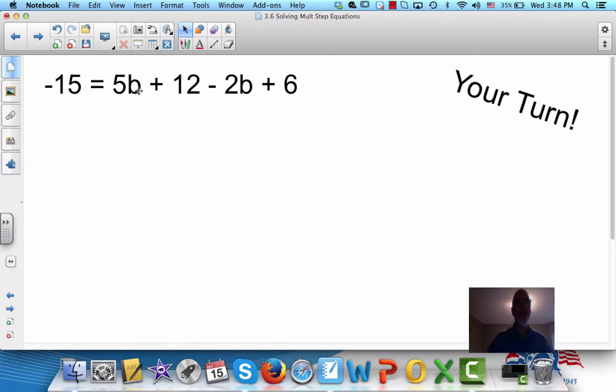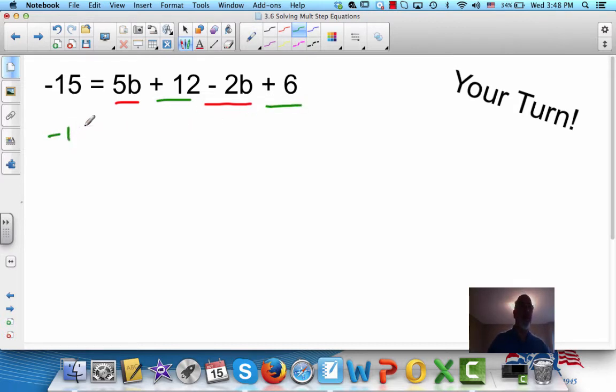Okay, so I hope that you got the right answer. What's the first thing you got to do? First thing you got to do is identify the like terms. There's 5b and a negative 2b. Let me get a different color up here. We'll try green. And then we've got a positive 12 and a positive 6. So we're going to get negative 15 equals a 5b and a minus 2b. You subtract because they're different signs.